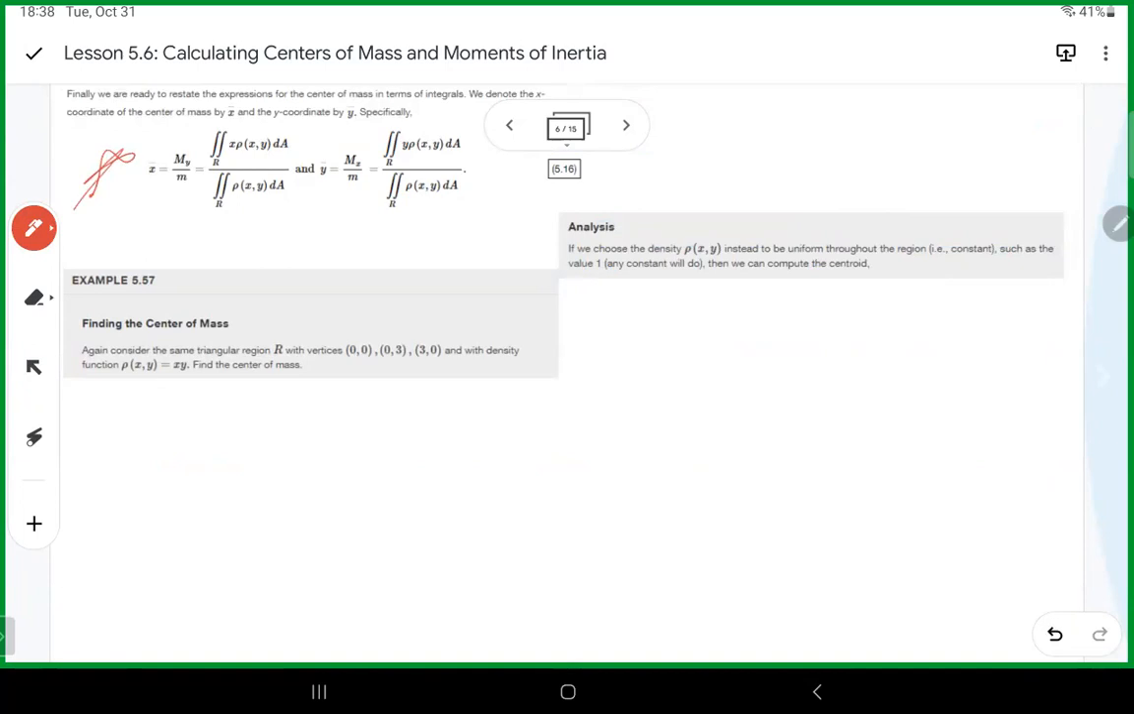All right. So we are going to find the center of mass, again considering the same situation we've been dealing with. Find the center of mass. You can see there, we're going to do X sub C and Y sub C, which is basically the moment M divided by the mass.